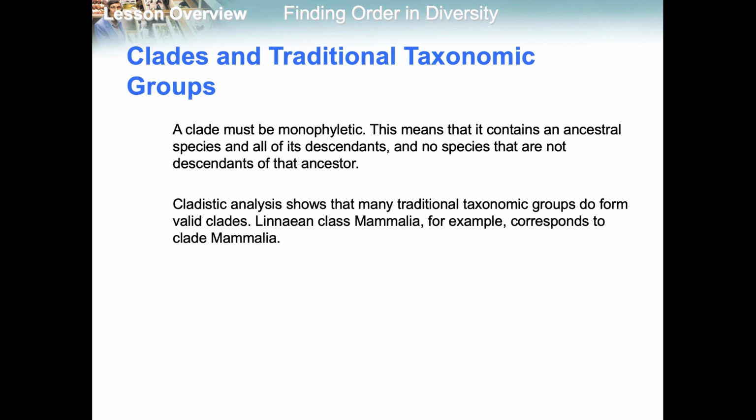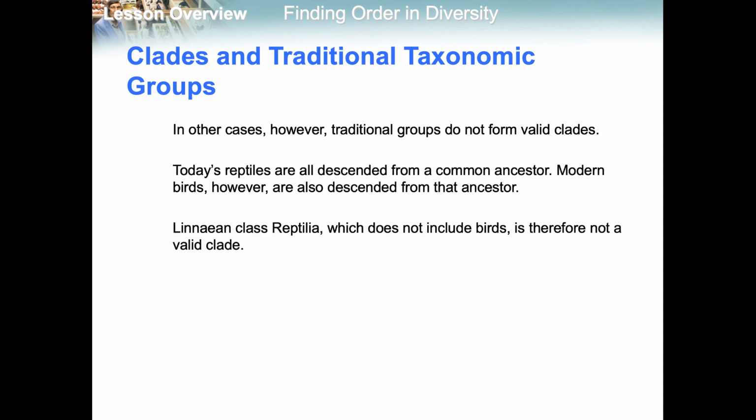So a clade has to be monophyletic, like I said before. It means that it has to contain an ancestral species and all its descendants, and no species that are not descendants. Now, many traditional taxonomic groups do form clades, like Mammalia corresponds to clade Mammalia. But other traditional groups do not form valid clades. Today's reptiles are all descended from a common ancestor. Modern birds are also descended from that ancestor. So class Reptilia does not include birds, therefore it's not a valid clade.